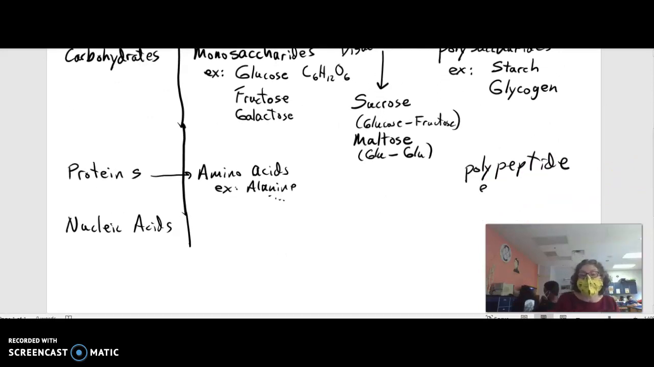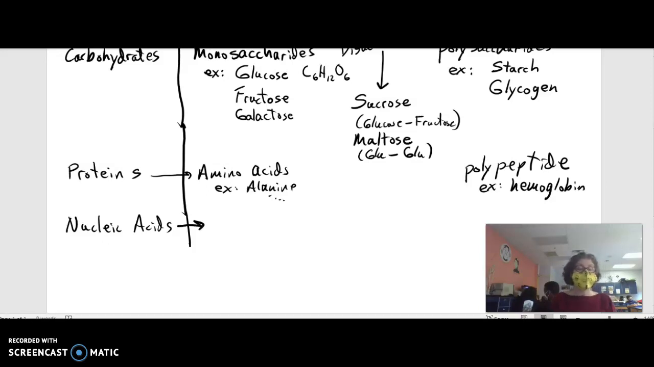And an example of that, well, there's lots of different proteins, such as hemoglobin, which is a really famous protein that we'll talk about this year, which is a long chain of these amino acid monomers over here, right? Okay, we won't go too much further into that.